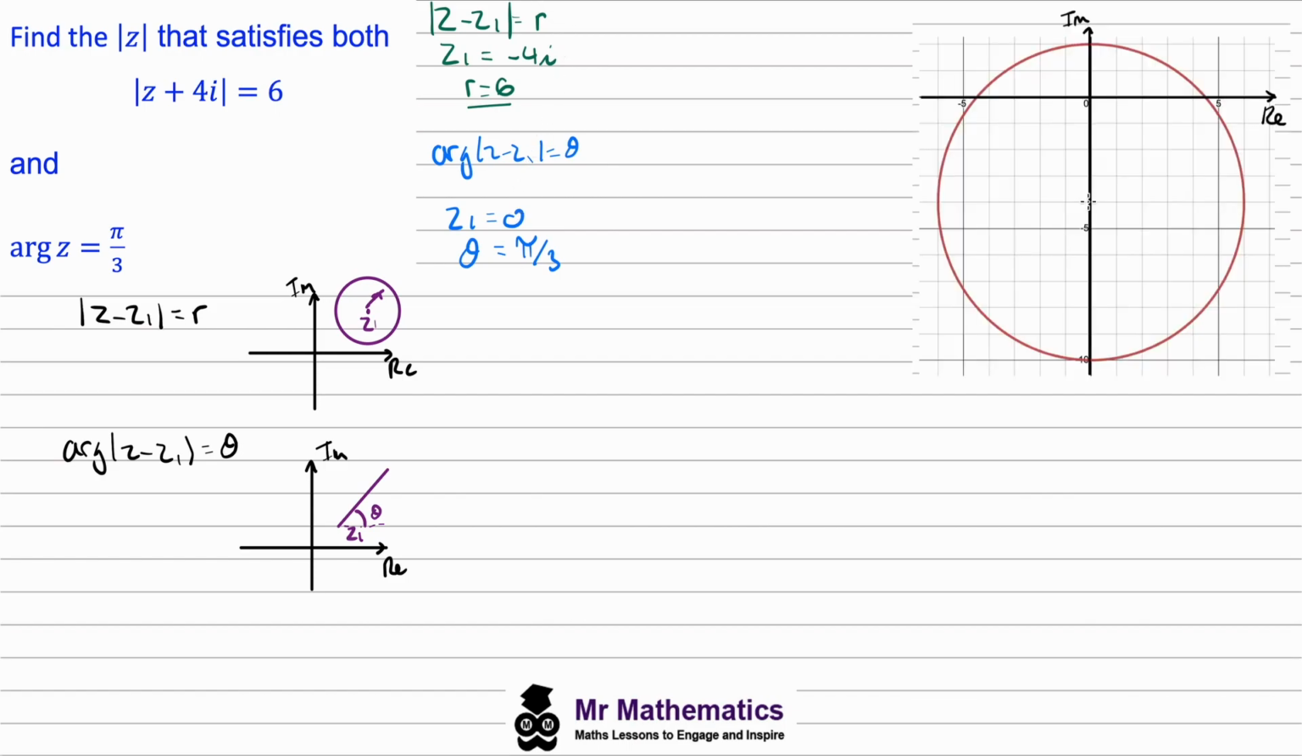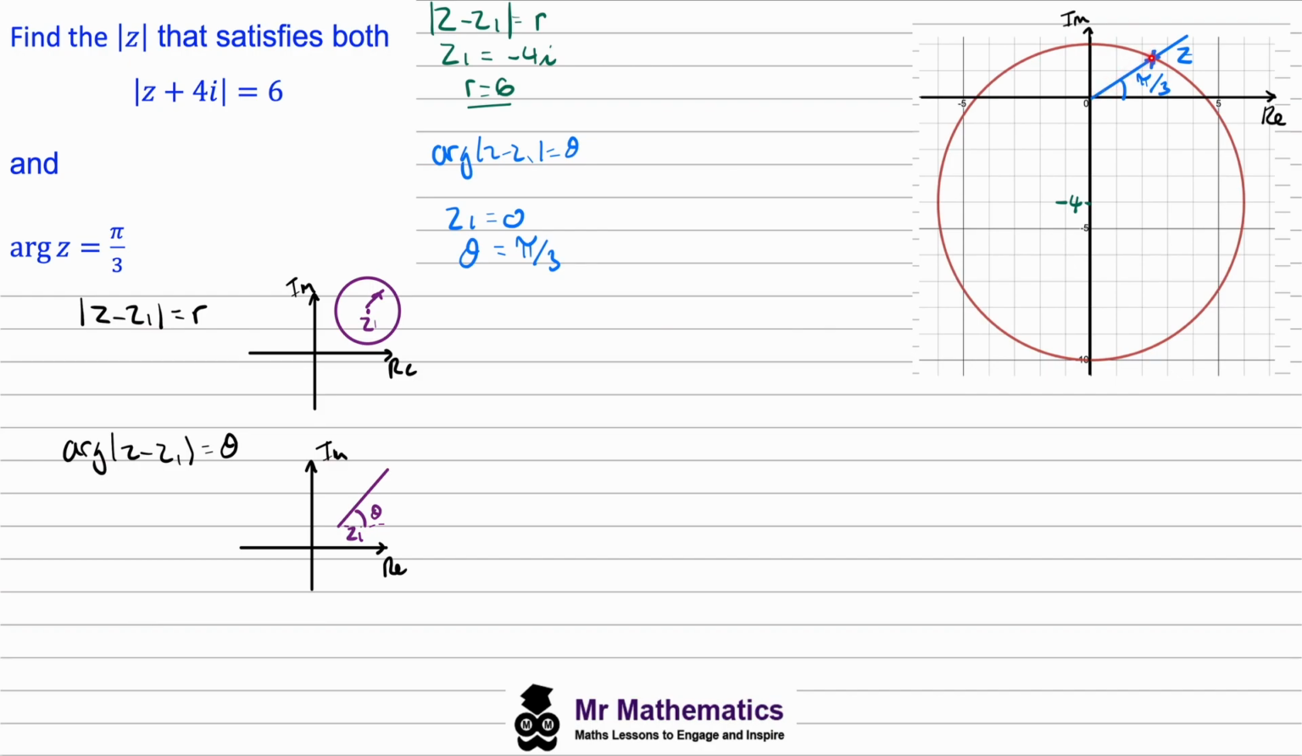We know the centre of the circle will be at negative 4i, and the radius will be 6, and then the half line will originate from the origin and have an angle of pi over 3, coming in from a direction parallel to the real axis. So it'll be something like this. This must be the point z, and this angle would be pi over 3.